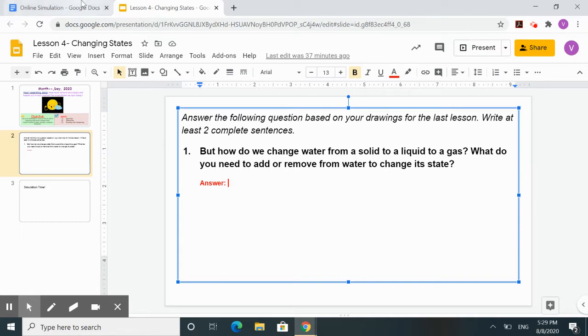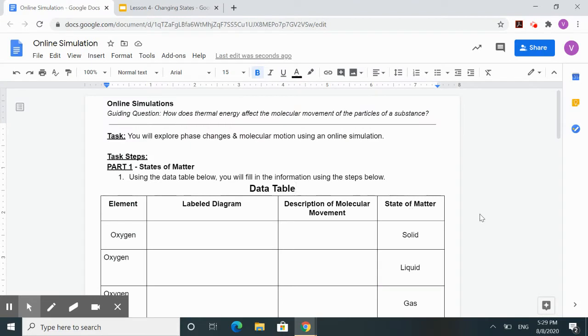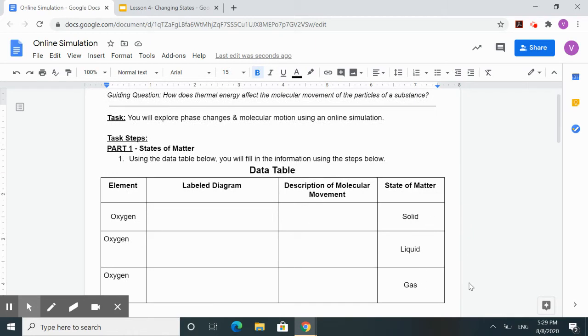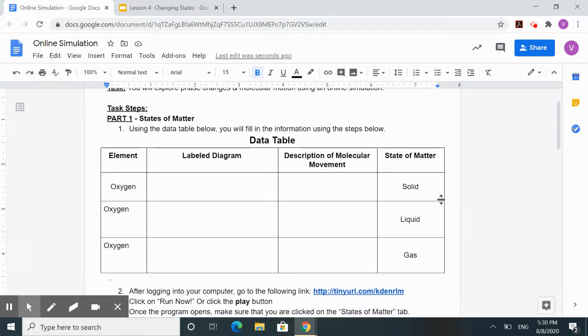question, okay? So moving forward to the simulation, you will explore oxygen in its three states: solid, liquid, and gas, okay? I know we're used to only seeing water, right? We see water as a solid in the form of ice. We see water as a liquid in the form of liquid water you drink. We see gas. We're used to seeing water evaporate into vapor. That's a gas. That's water gas, right?